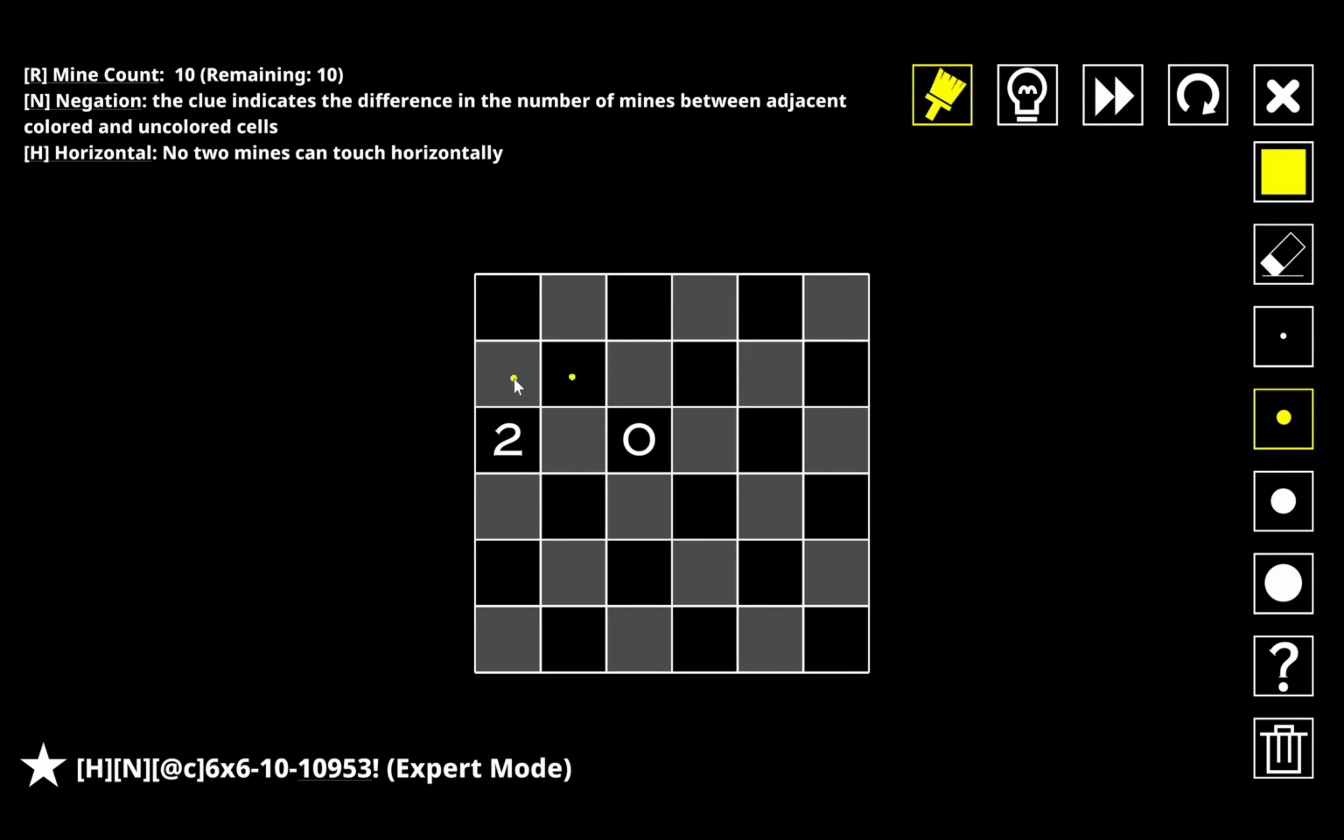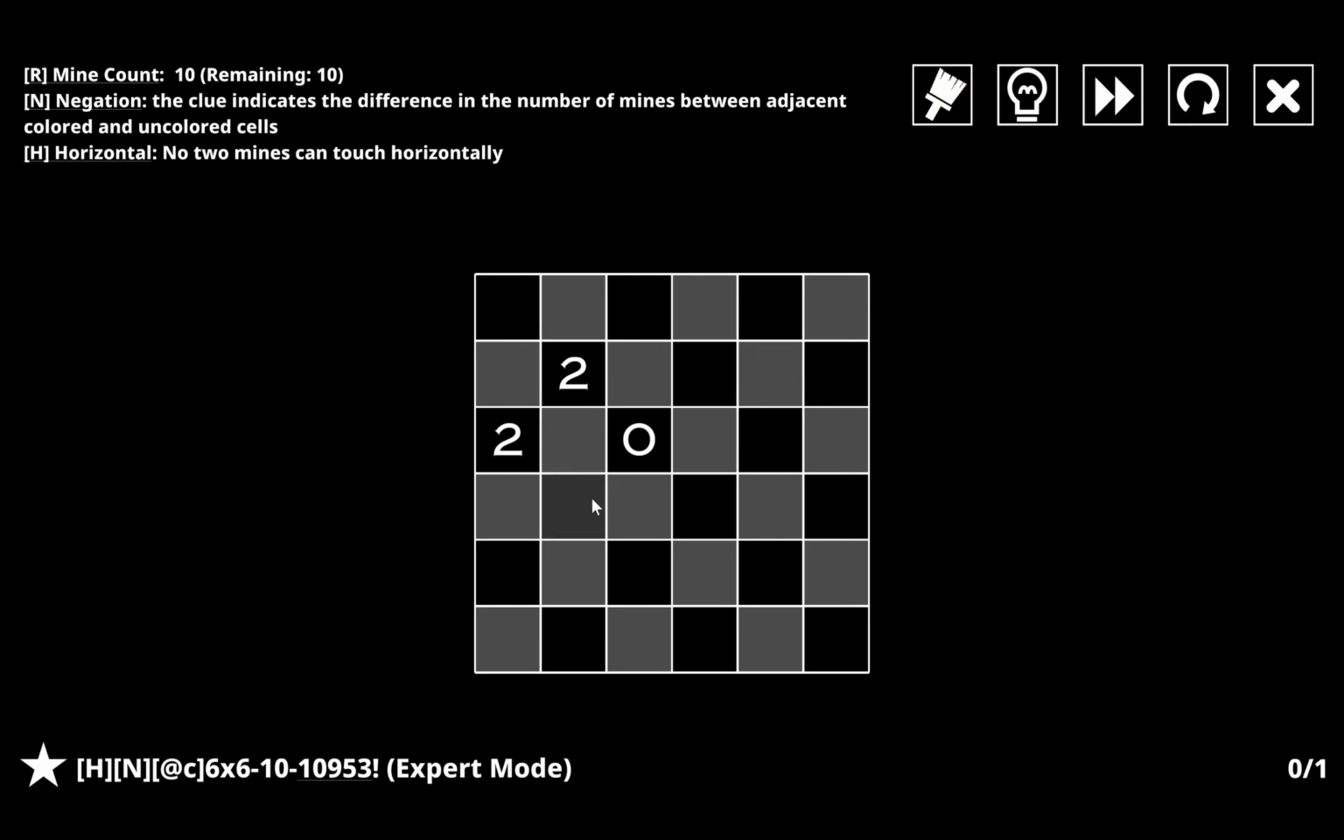If we have 1 2 clue, then that implies that we need all 3 of these filled in, or 1 black clue rather, 1 black cell. We know that all 3 of these must be filled in, which causes problems by horizontal, so that actually just tells us that neither of the black cells can be filled in. There we are. Okay.